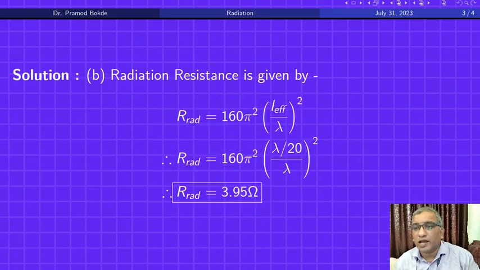Now next we have to calculate the radiation resistance. The formula for the radiation resistance we have seen many times in the previous numericals. So the radiation resistance formula for a current element is 160 pi square multiplied by L effective divided by lambda whole square. So 160 pi square is constant. I will put the value of L effective as lambda by 20 divided by lambda. So again here lambda will get cancelled. It will become a simple calculation, and if you calculate this value on the calculator, the radiation resistance will come to be 3.95. So this numerical is also easy. You just need to remember the formulas. It will be easier for you, right?